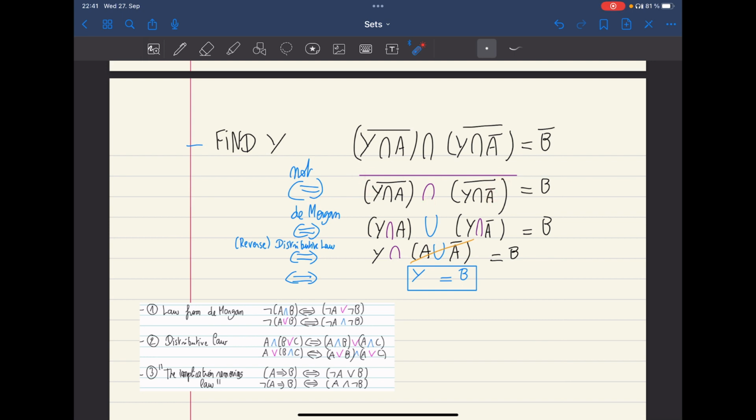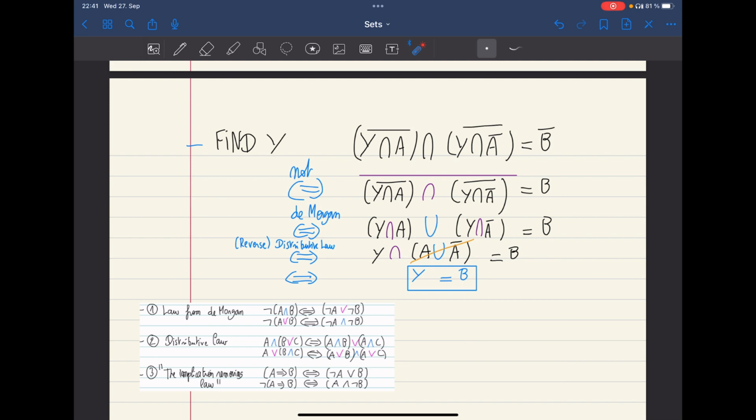I recognize the first one from De Morgan. Not (A and B) is the same as not A or not B. So not becomes the original set. So here you go.